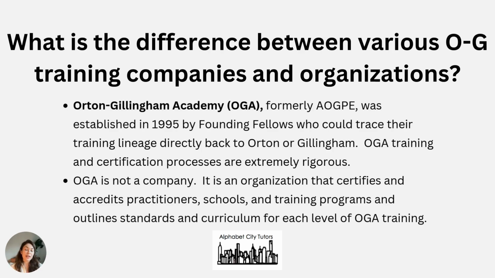The OGA was founded in 1995 by a group of founding fellows, all of whom could trace their training lineage directly back to Orton or Gillingham, which means that anyone who is trained in an OGA training can trace their lineage back to Orton or Gillingham, because we all go back in some way or another to those founding fellows who all go back to Orton and Gillingham. And the Orton-Gillingham Academy is sometimes referred to as the gold standard in terms of OG training.